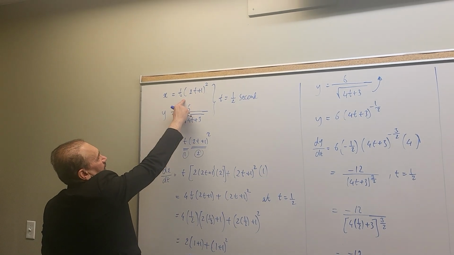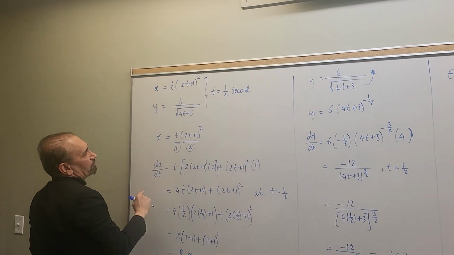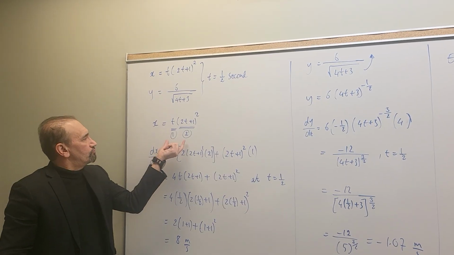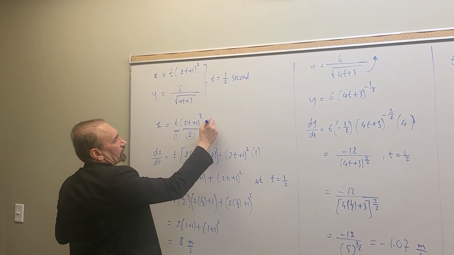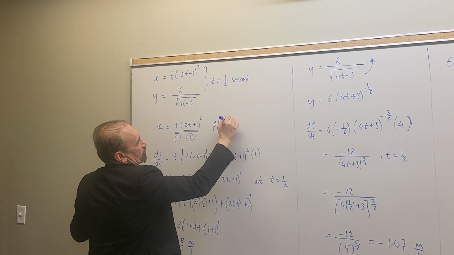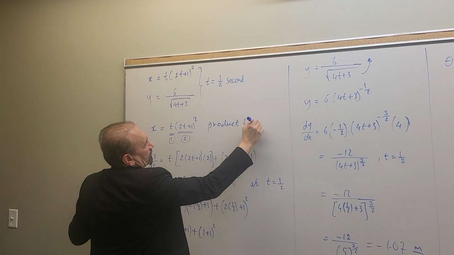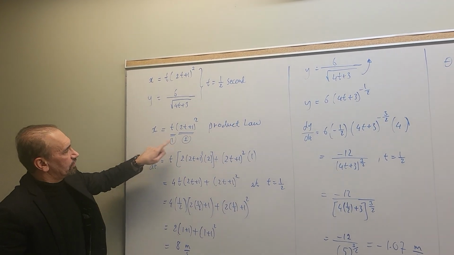We take the first one. It is a function of time, but the time is both outside of the bracket and inside of the bracket, so I'm going to apply the product rule. So I will say product rule in derivative. I take the derivative. This is the first, this is the second.